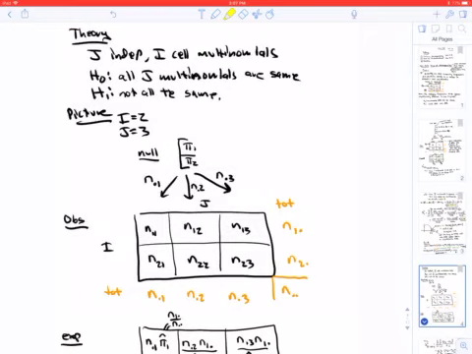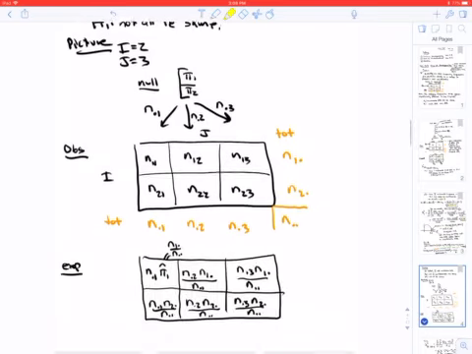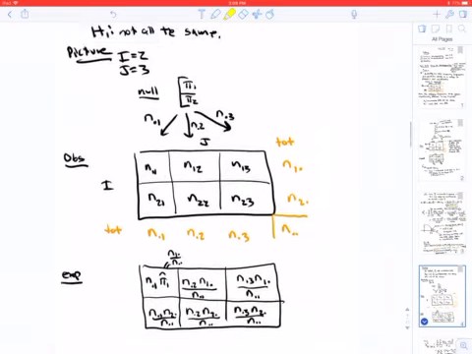Everyone woke up for this part. So here we have J independent I-cell multinomials. Did you get that? And H0 is that all J multinomials are the same, and the alternative is that they're not all the same. And so here's a picture similar to the picture we had before, but now we have J is 3. So our observed is now a 2 by 3 table.